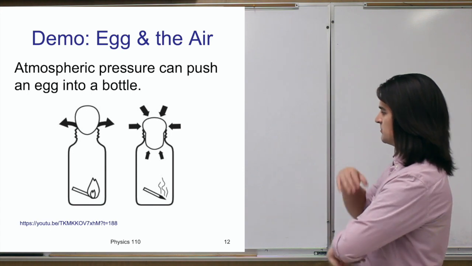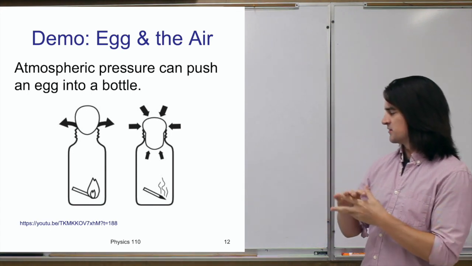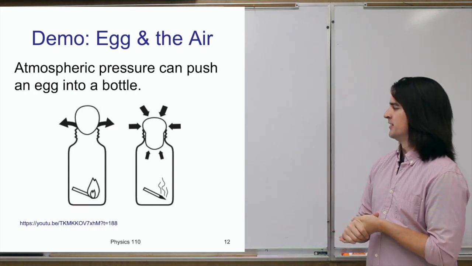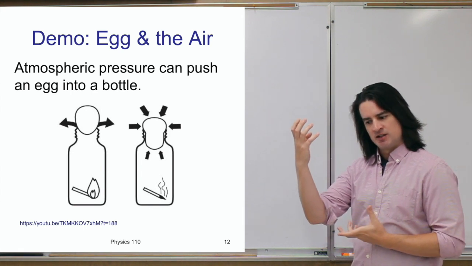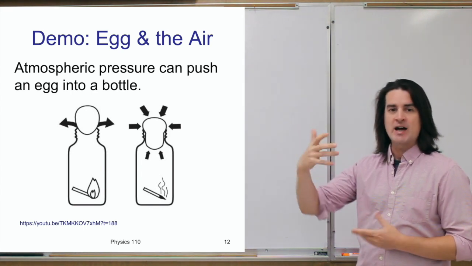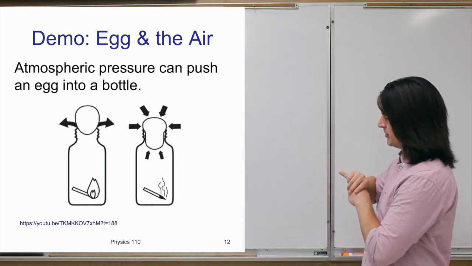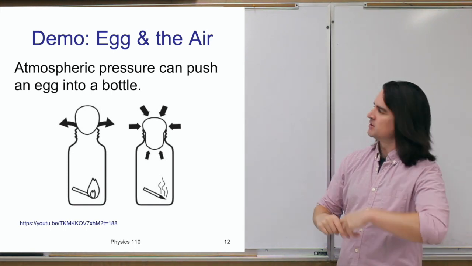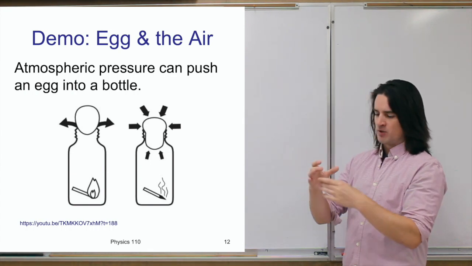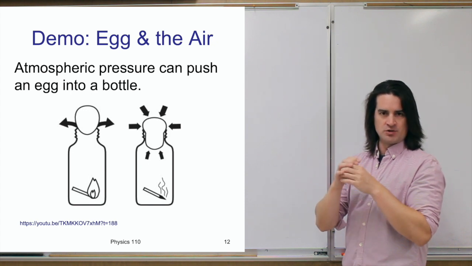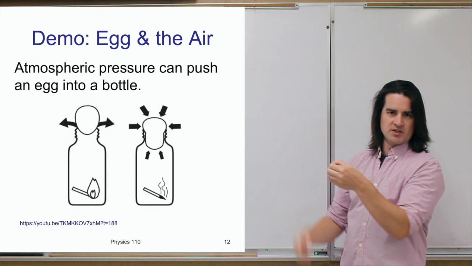All right, so let's see an example, along these lines, not necessarily changing volume, but changing the pressure in some area and watching the pressure of the atmosphere cause something else to move. In this case, you can do this if you take a hard-boiled egg and a bottle where the opening of the bottle is a little bit too small for the hard-boiled egg. So you can rest the hard-boiled egg in the bottle, but it's not going to fall in.